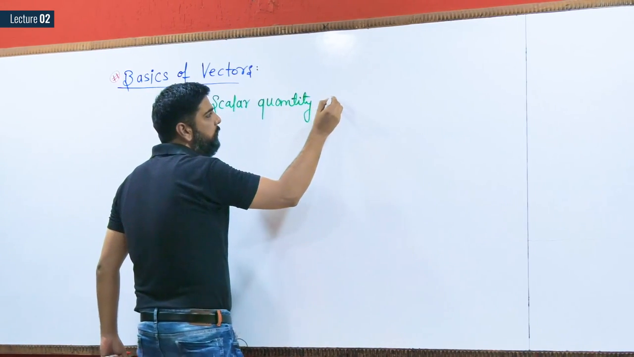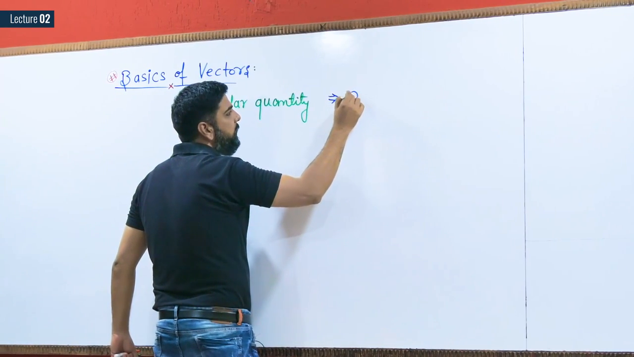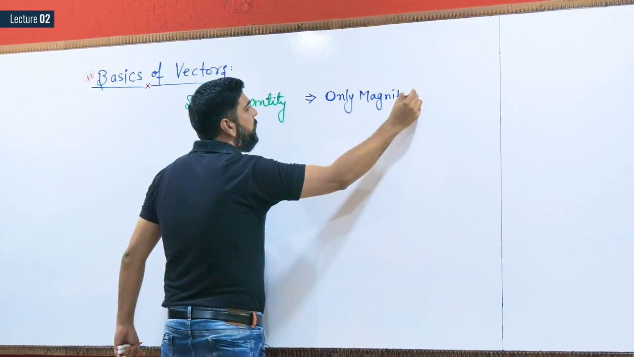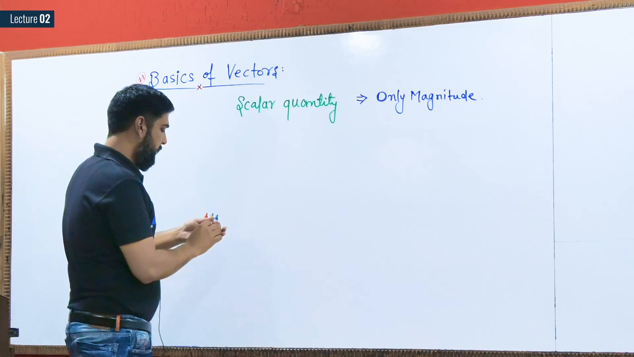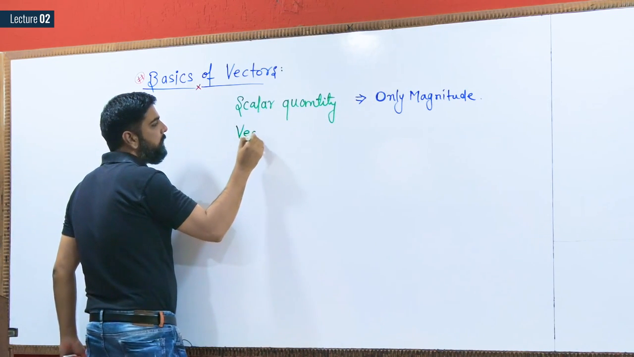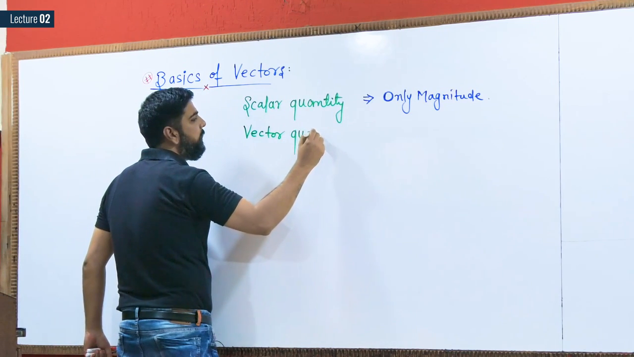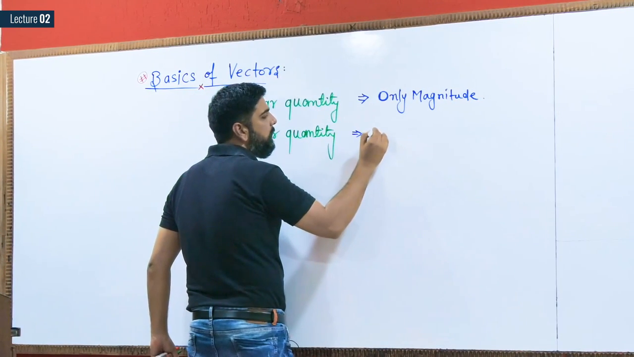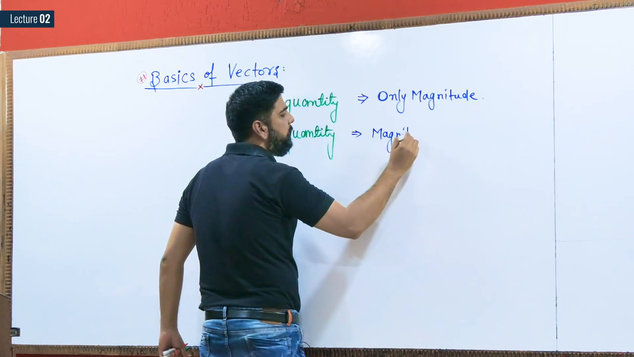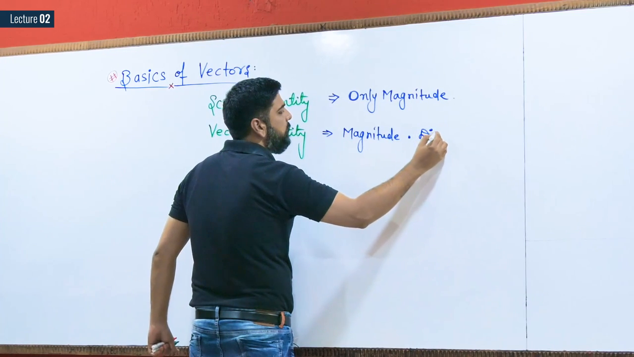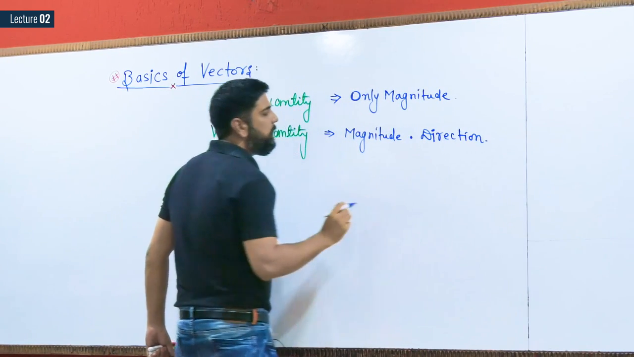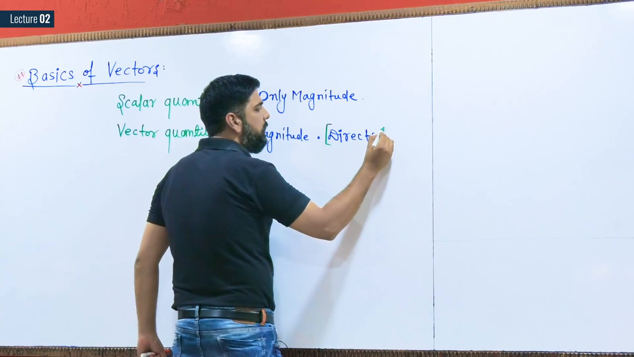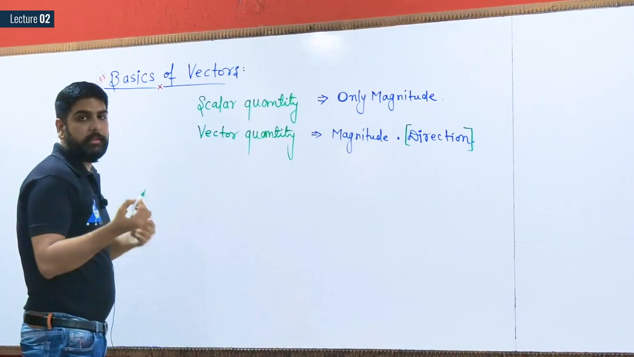If I am having only magnitude, then it is nothing but a scalar quantity, right? And again, the vector quantity, which is our main concern. The vector quantity is nothing but magnitude into direction. So if I am having direction with magnitude, it is nothing but the vector quantity.